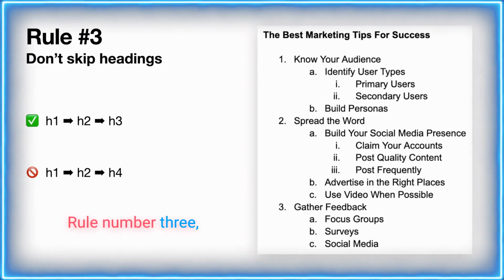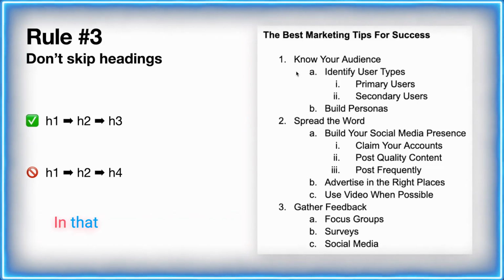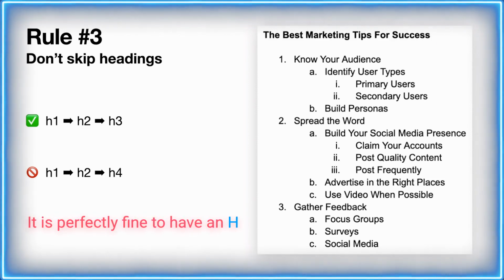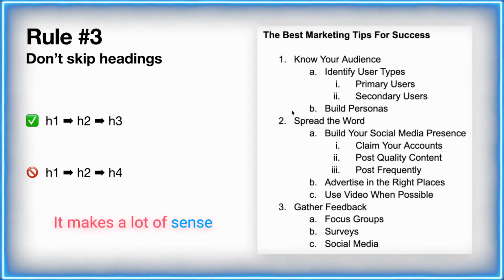Rule number 3, don't skip headings. This one is pretty simple. Don't ever skip a heading level on the way down. It is semantically incorrect to do that. It doesn't make any sense to go from an H2 to an H4, for example. In that case, the H4 should be an H3. It is perfectly fine to have an H2 after an H4 though, since that means you're starting a new section at the H2 level. It makes a lot of sense when you visualize it as an outline like this one.